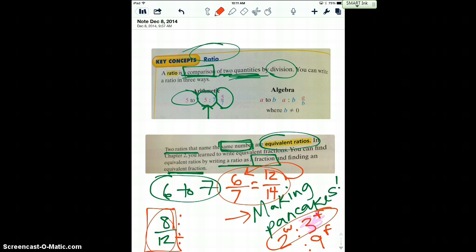Well, I'd want to set up an equivalent ratio. I want something that is still worth 2 to 3. To get from 3 to 9, I'd multiply by 3. So to get from 2 to this question mark number, I'm going to multiply that by 3. So I would need 6 cups of water. So 6 to 9 would be an equivalent ratio of 2 to 3. With 9 cups flour, I'm going to use 6 cups water. Not 2 cups water, because then it's going to be gross.